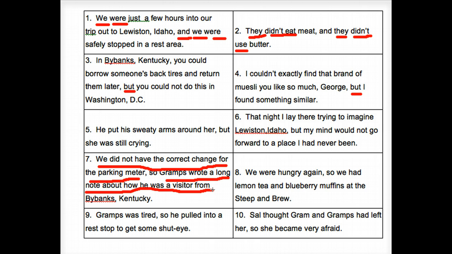The reason there's a problem, and the reason that Gramps cannot pay for the parking meter, is because he doesn't have the money. And that's the reason he will write a letter to see if he can get excused from paying parking. Actually, in the book, he has a long list of reasons why he shouldn't have to pay for parking. In sentence number 8, we see that Sal and her grandparents are hungry, and that's the reason they have tea and muffins. It's the result. So we had lemon tea and blueberry muffins.